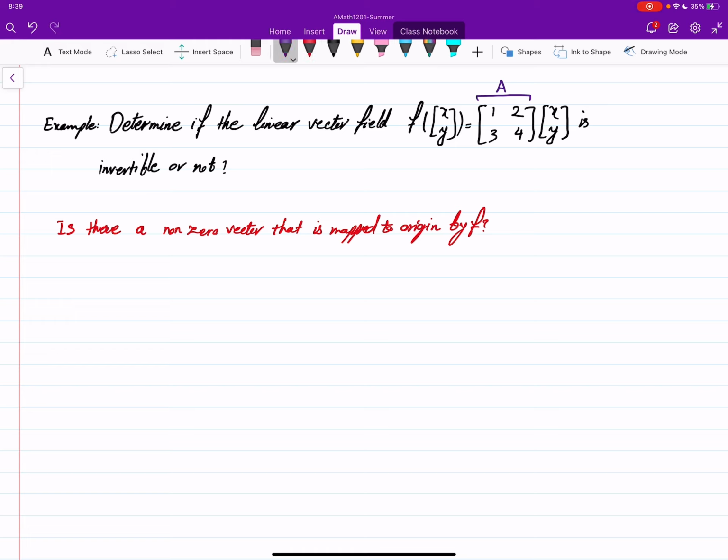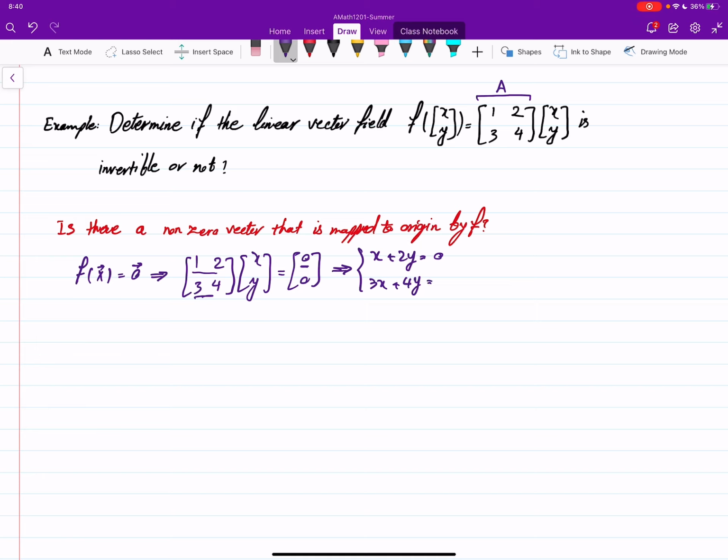So map to the origin means what? So are we going to have f of x equal to 0, where x is non-zero? So let's see what are the x's that are mapped to 0. It means that you have to find all the vectors such that this is true. But this, I know how to deal with. This is matrix multiplication. I multiply that to that, so it's x plus 2y. It must be equal to 0. The second component is 3x plus 4y, must be equal to 0.